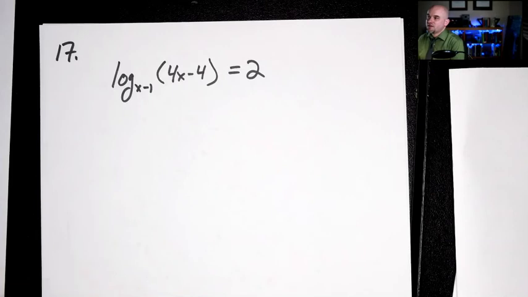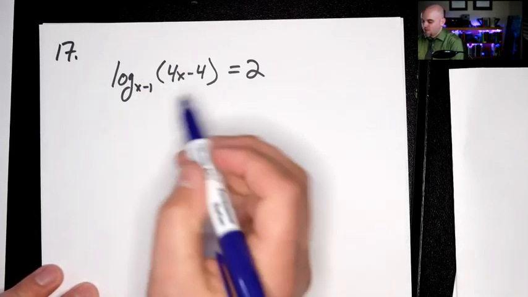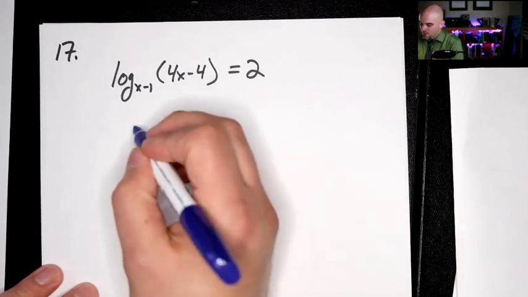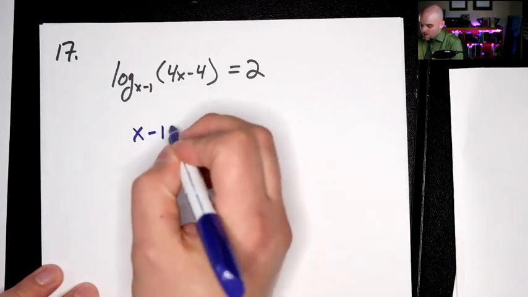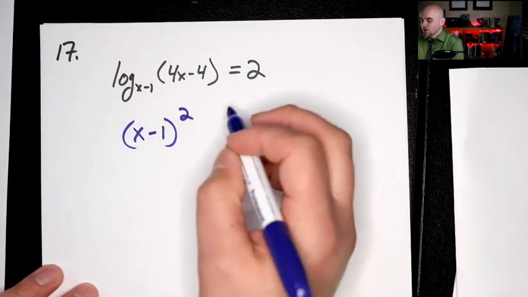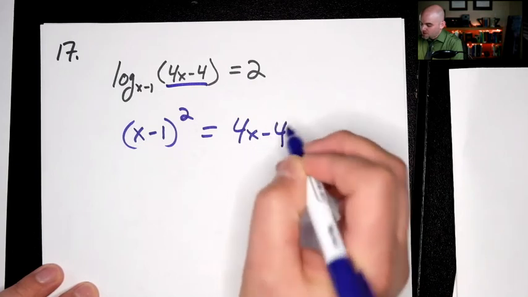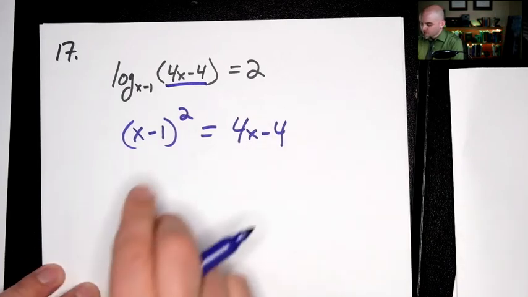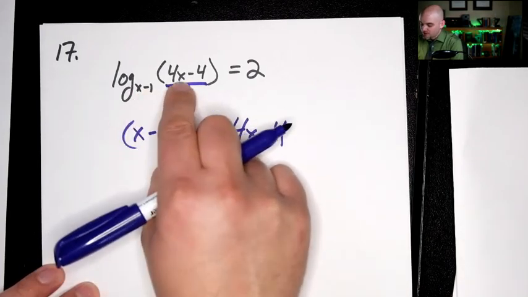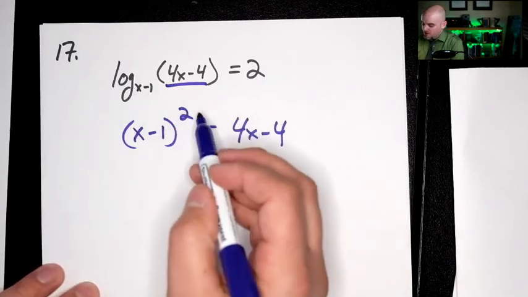Number 17, kind of a similar thing. We're going to take the variable that is in the base and raise it to the second power. So the base x minus 1 squared, remember it's the whole thing squared here, is equal to what I put into the logarithm, 4x minus 4. And in this case, we've got an x down here and an x there, so we will have to check that one. But let's go ahead and solve this thing out.